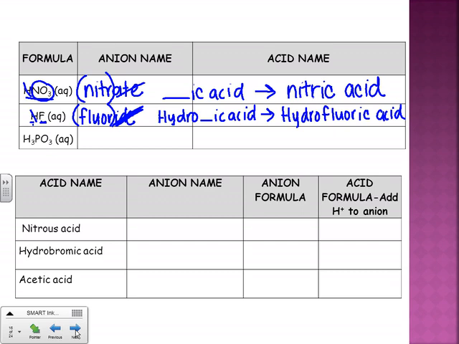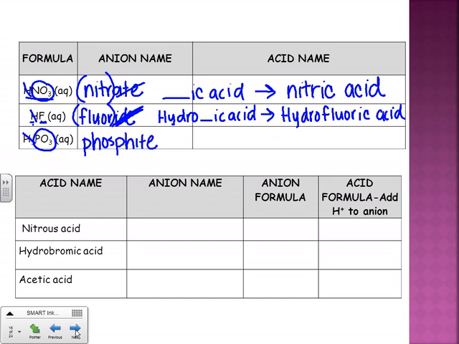All right, lastly we have H3PO3. Ignore that H again. We know that this is H with a polyatomic ion. We need to figure out the name of this polyatomic ion from your chart. So this is called phosphite.